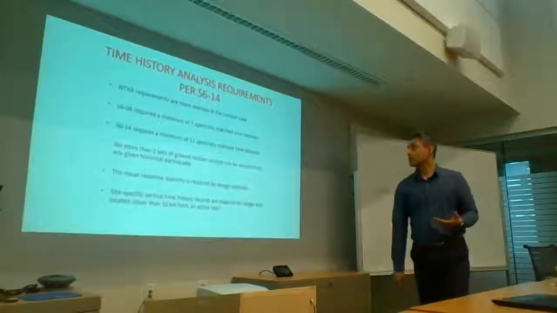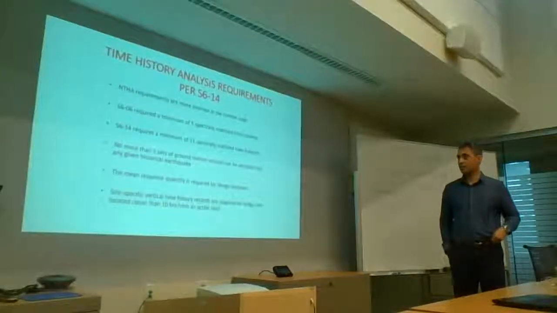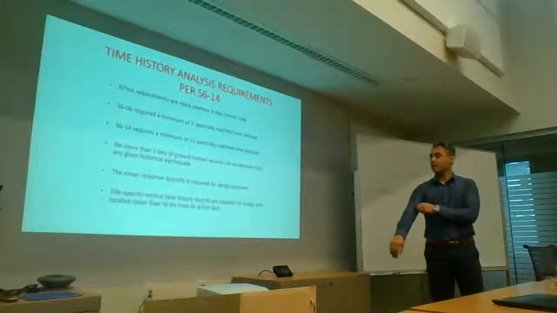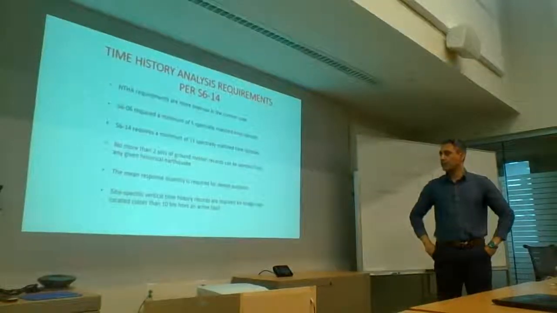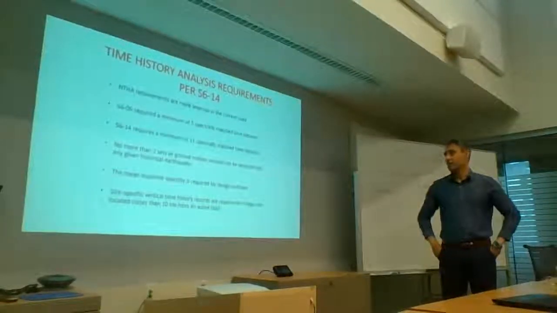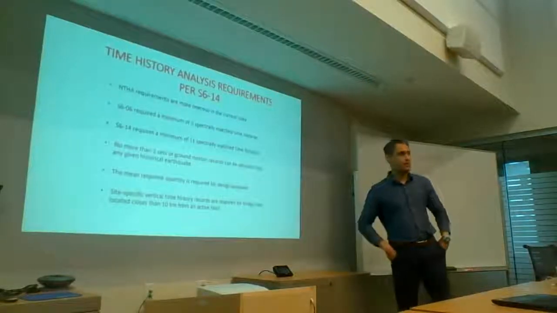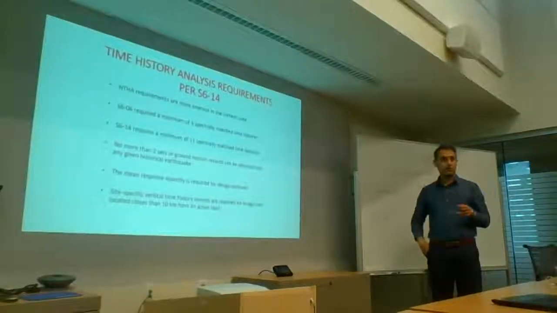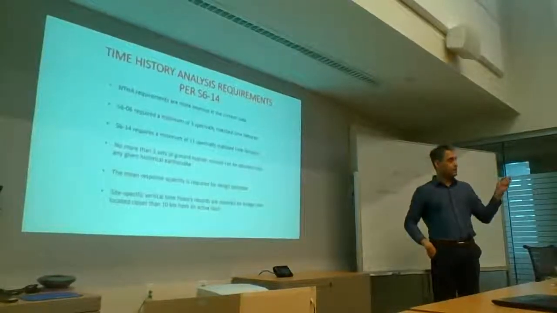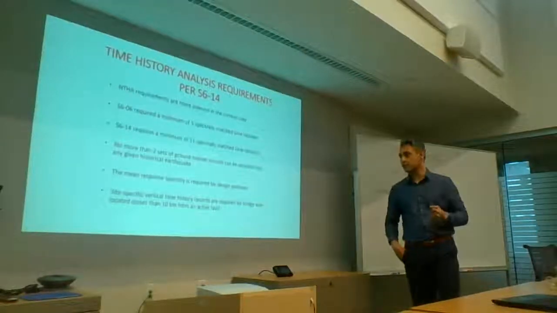So the current requirements are more onerous than S606, and they're going to stay the same in S619. Back in the day, we had to use 5 spectrally matched time histories. Now we have to use at least 11. We cannot have more than 2 sets of ground motion that are selected from a given historical earthquake. So out of the 11, you can't just pick Loma Prieta and use 5 Loma Prieta records. They want variability in your records.